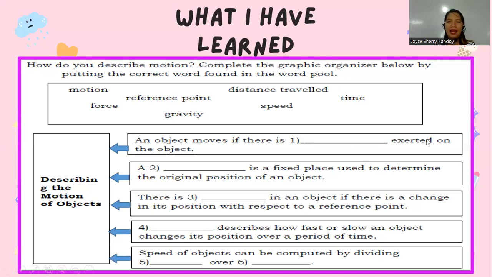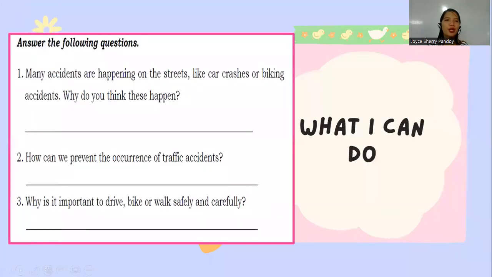Next, what I can do. So here, you are going to answer the 3 questions, not 3 practical questions. Number 1, many accidents are happening on the streets, like car crashes or biking accidents. Why do you think this happened? Unsa ka ang mga rason nga nung daghang maaksidente nga mga cars or mga bike accidents sa street? Okay, you're going to answer that one.